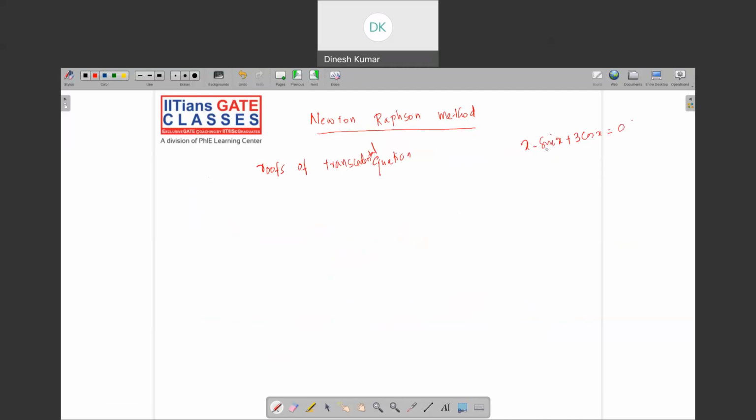This is not a linear equation, because it contains sin x and cos x. These trigonometric terms are present here. So how will we find the roots of this equation? These equations are known as transcendental equations, right? For finding roots of this equation, we can use something known as the bisection method.